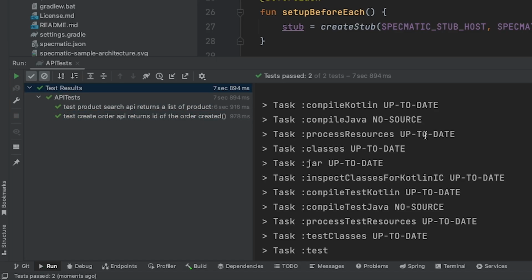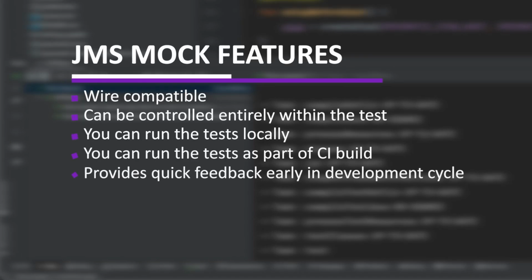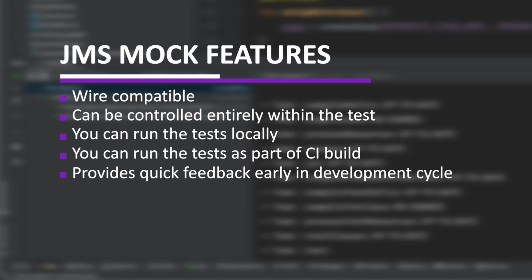Great. So all the API tests have passed as well. The JMS mock is wire compatible and can be controlled entirely from within the test. Hence, you can run this test locally or also as part of your continuous integration build to provide quick feedback early in the cycle.